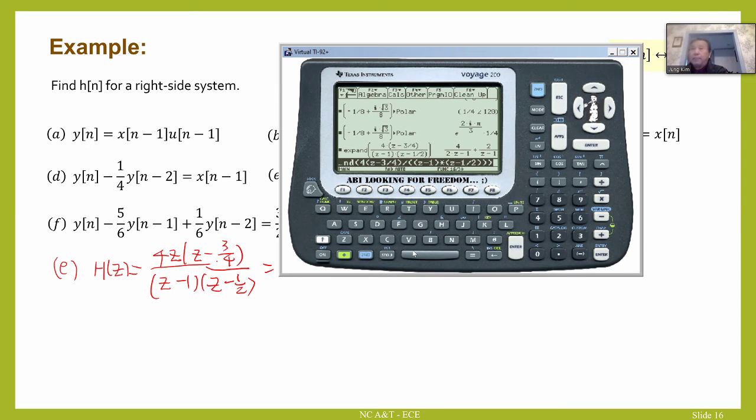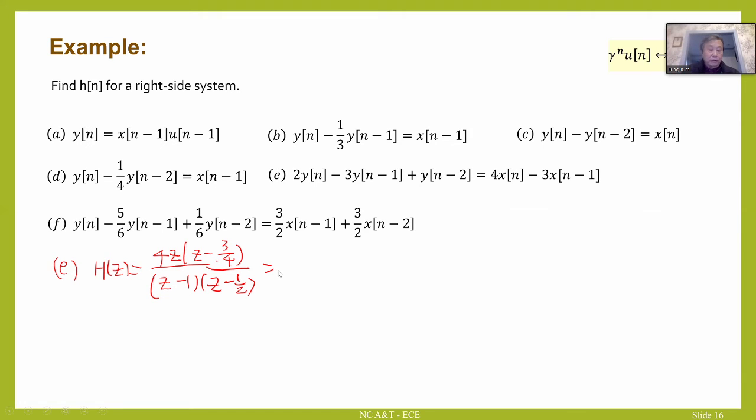So this is 4 over 2, which is 2. So it's 2 over z minus 1 half, plus 2 over z minus 1. And then multiply by z again, because we divided by z. So this one is 2z over z minus 1 half, plus 2z over z minus 1.